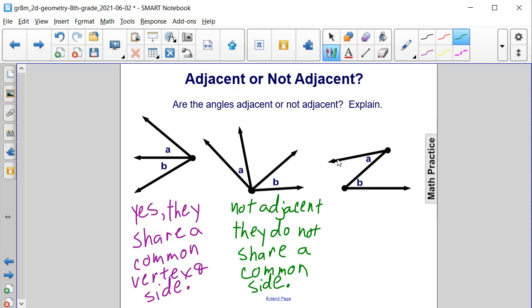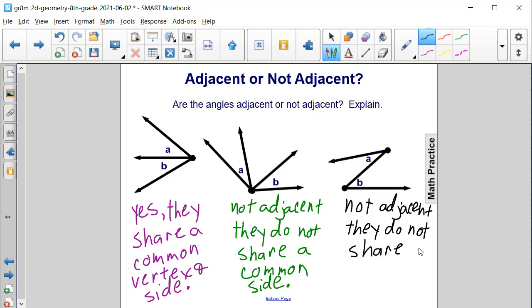Now let's look at the third one. Angle A is here and angle B is down here. Are these two angles adjacent? Well, the answer to this question is no, they are not adjacent because they do not share a common vertex.